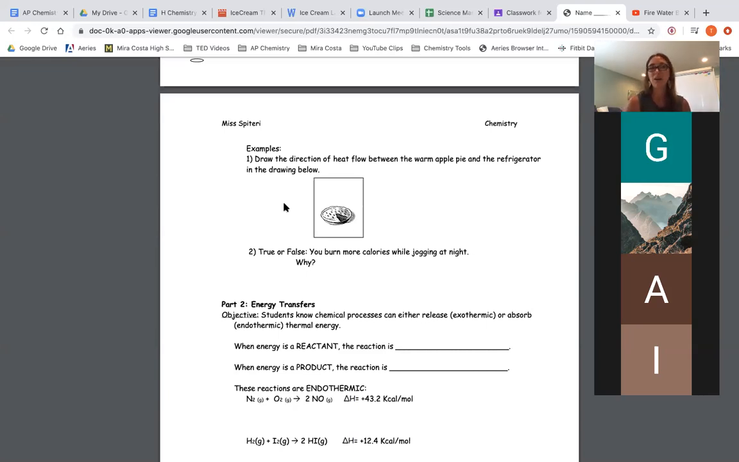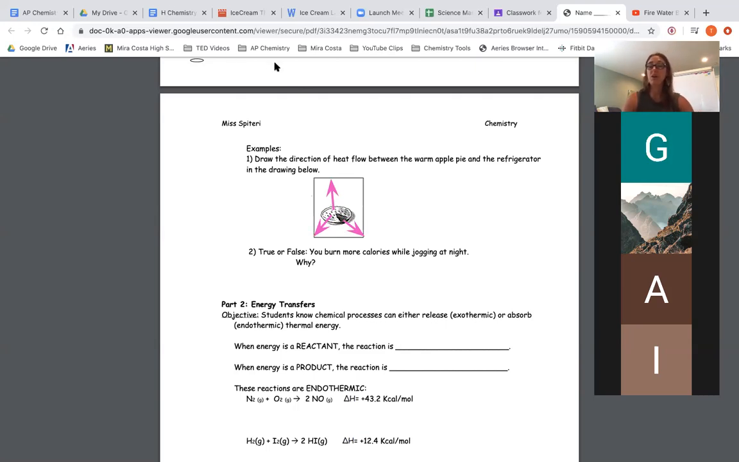There was no such thing as coldness. The refrigerator doesn't transfer coldness to the cake. No, the cake would transfer heat to the refrigerator, and it would warm everything else up inside, which is why Mom didn't want me to do that. But when you're a kid, you don't think that way. So once again, Mom was correct. And so here it says, draw the direction of the heat flow between a warm apple pie and the refrigerator in the drawing. So definitely the warm apple pie is going to be hotter, so heat is going to flow away from the apple pie and into the refrigerator, okay?